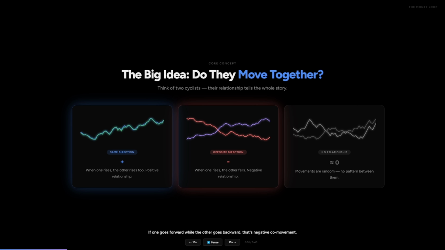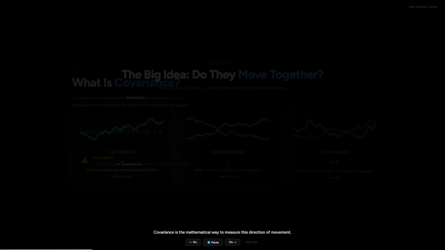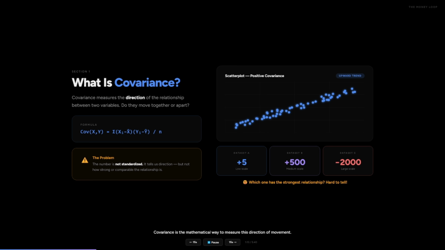At their core, both covariance and correlation try to answer the same question. Do two things move together or not? Imagine two cyclists riding down a road. If they both speed up and slow down at roughly the same time, there's some kind of relationship between them. If one speeds up while the other slows down, there's also a relationship, but in the opposite direction. And if their movements seem completely random compared to each other, then there's probably little or no relationship at all. That's the entire idea behind both covariance and correlation. They both measure relationships between movements, but they do it in slightly different ways.